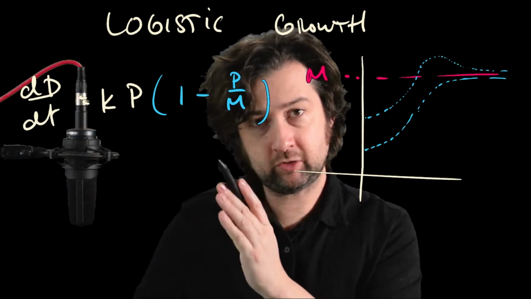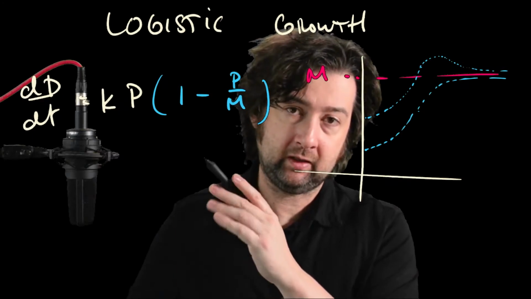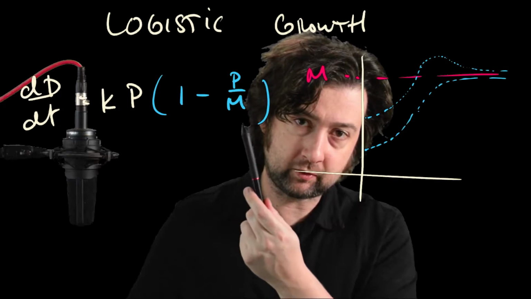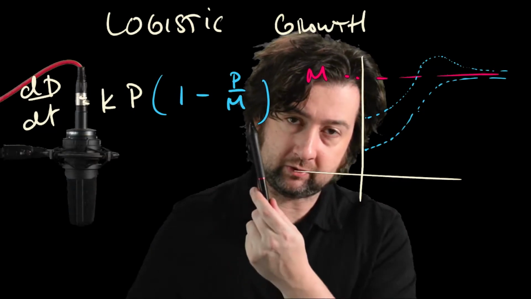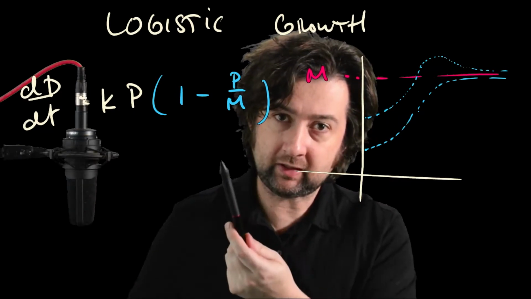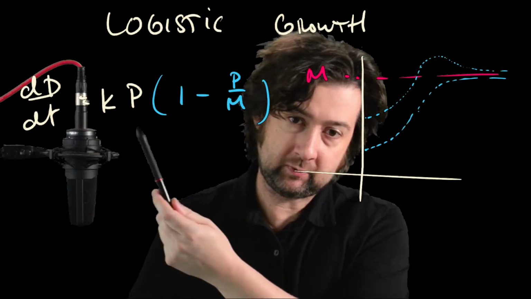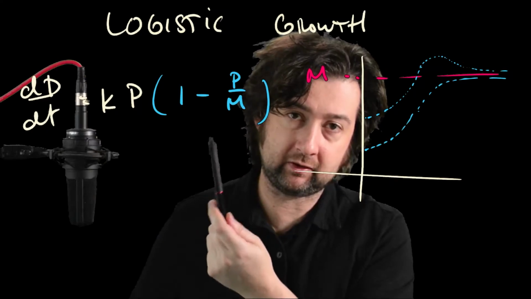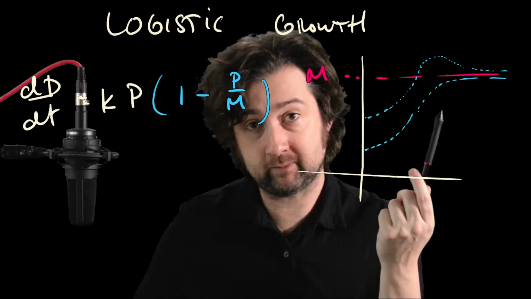What does this term do as P gets close to M? Well, the closer P gets to M, the closer this number gets to 1, and 1 minus 1 goes to 0. So as P goes to M, this term goes to 0. As P goes to M, this term is controlled by M, so you have a constant M times something that's headed to 0, which means you get this flattening.